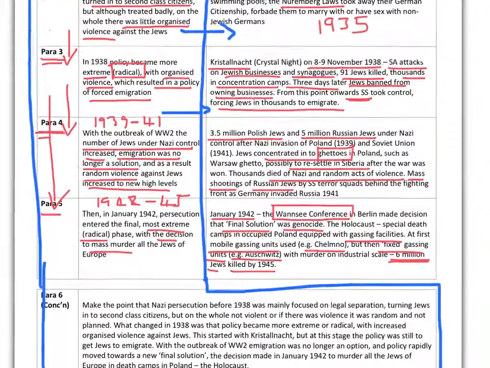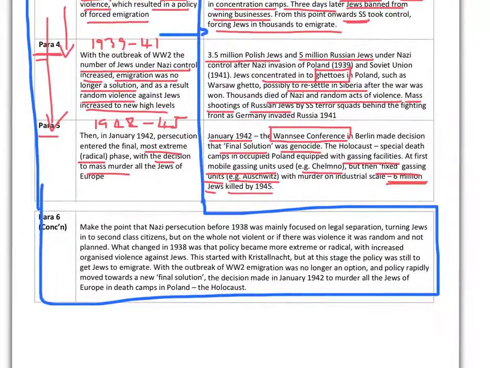Then pull back a little bit, bring it all together in your conclusion. So your final paragraph, pull it together. So the key thing is get that word radical in there as well. Policy became more extreme. 1938, I don't think I've actually written it in the conclusion there, but I'll write it down for you. 1938 was a turning point.